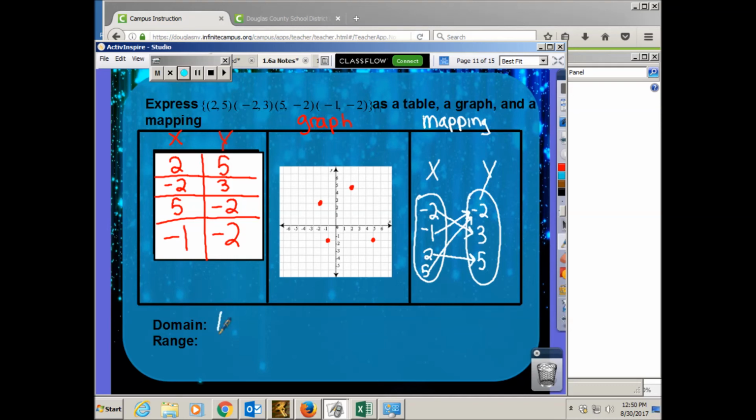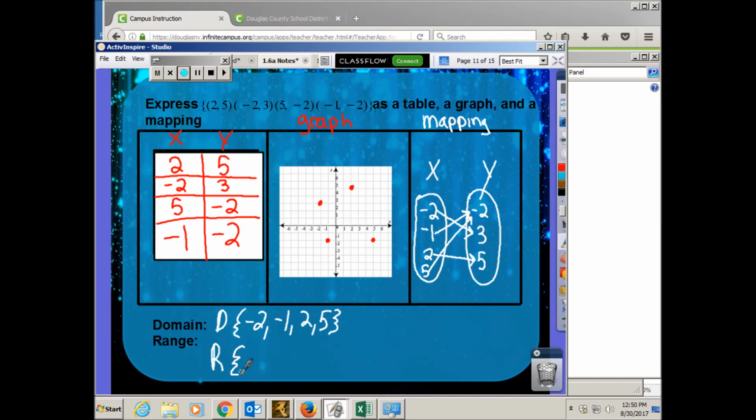When I get to domain and range, again, I am listing my domain, or all my x values, or all my inputs, from what? Least to greatest. The lowest in value is -2. Then -1. Then 2. Then 5. So I have 4 elements in this set. There are 4 x values in my domain.